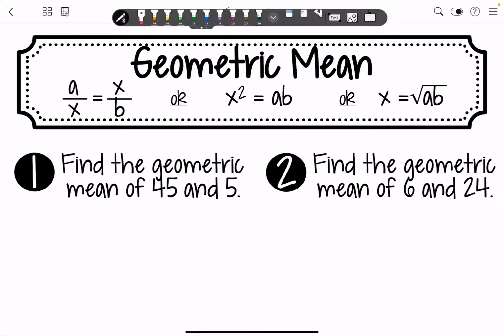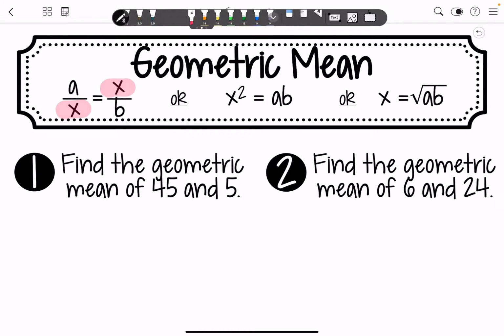Geometric mean is used in investment, and it tends to be different than the arithmetic mean, or arithmetic average. It's also used when people are trying to calculate the growth of bacteria. And this is how it's used in real life. You're also going to be using it for similar right triangles. Pretty much, you have an x on both, and that same x is common.